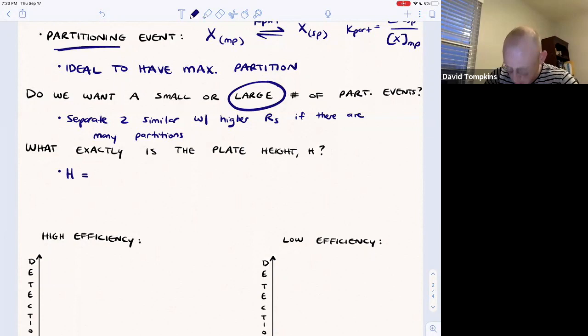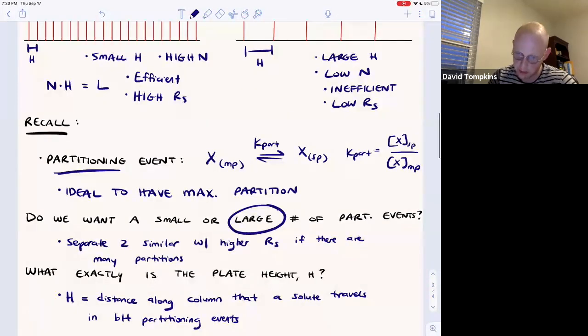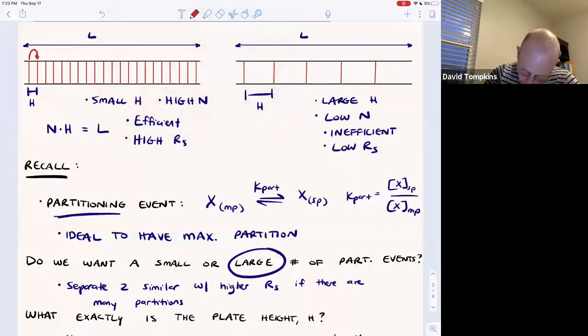So the plate height, H, is the distance, that's why it has units of length, along the column that a solute travels in between partitioning events. For example, going back to these columns above, if you have a solute, it will travel this far before it sticks to the wall or to the packed stationary phase again. And then it will travel this far and stick again and travel that far. So it's traveling a very small distance at a time and it's sticking very often. So I'll say that solute here is partitioning often.